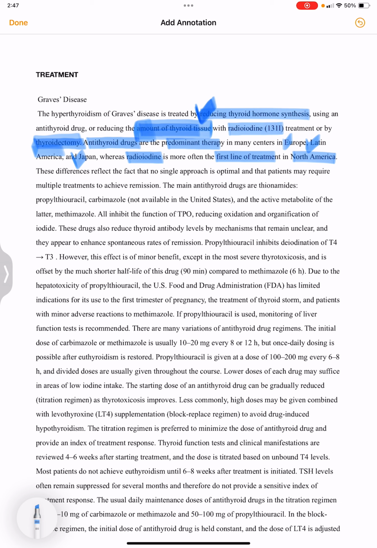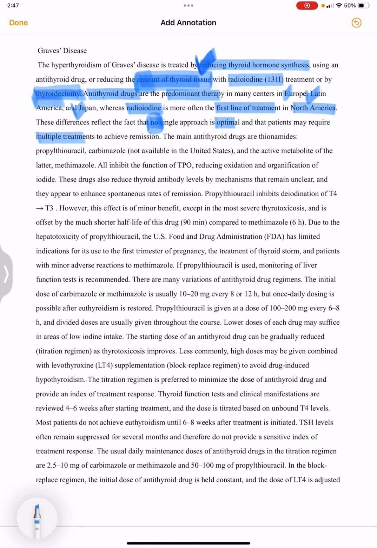So these differences reflect the fact that no single approach is optimal. There is no single approach which is optimal, and patients may require multiple treatments to achieve remission in Graves' disease. So what are the main anti-thyroid drugs?